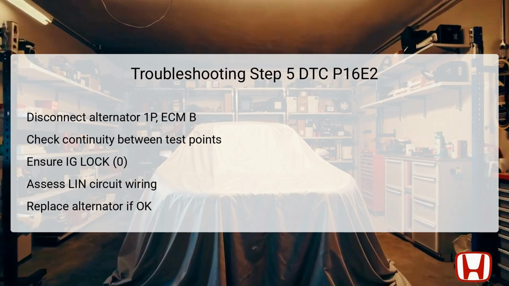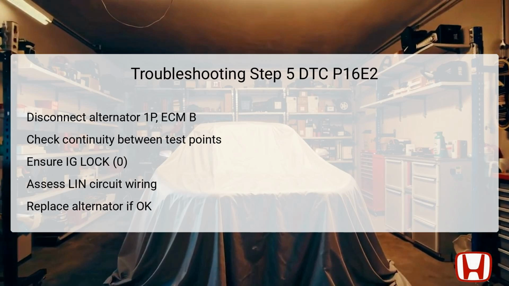Proceeding to Step 5, the process focuses on checking the integrity of the LIN circuit, where DTC P16E2 is concerned. For this diagnostic, disconnect both the alternator 1P connector and the ECM connector B, 49P, ensuring that the ignition switch is still in the lock/0 position. Then, check for continuity between the designated test points, ECM connector B, 49P, terminal number 16, tan wire, and alternator 1P connector, terminal number 1, also tan wire.